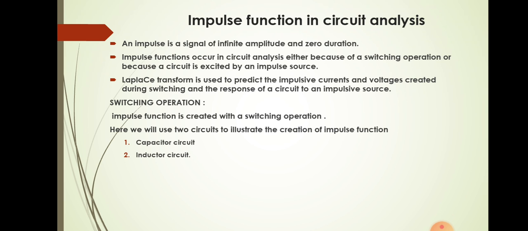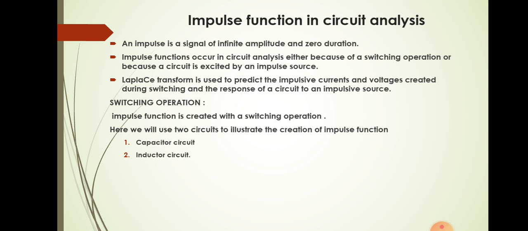Similarly, impulse function occurs in a circuit when the circuit is excited by an impulse source. For dealing with such types of circuits, it is better to use the Laplace transform method. That means it is better to convert the circuit into an S domain equivalent circuit and we can find the time domain voltage or current value. So Laplace transform is used to predict the impulsive current and voltages created during switching and the response of a circuit to an impulsive source.